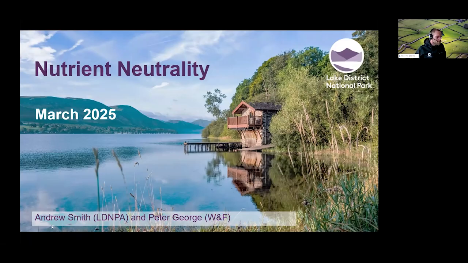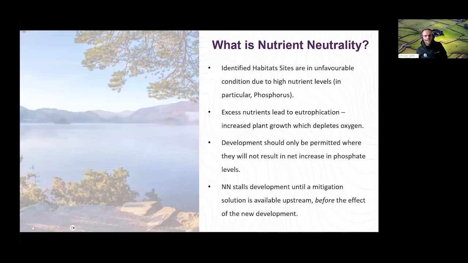And I'm going to talk a little bit about nutrient neutrality, which is something that's going on in the planning system at the minute, which is very much, again, to do with drainage. This is concerned with one of the pollutants that Rachael and Paul mentioned, which is phosphates. And so conceptually, it's pretty easy.